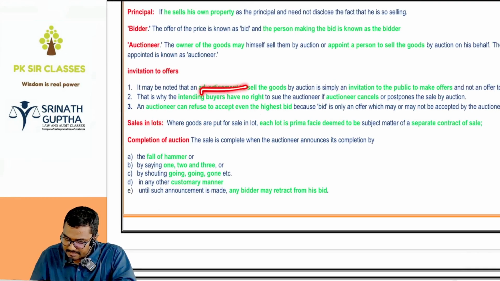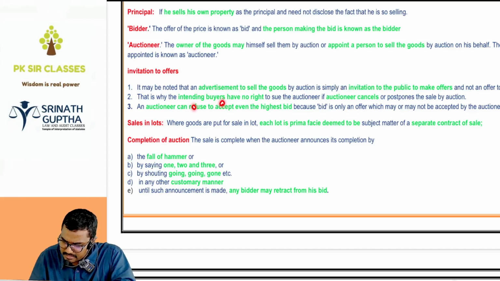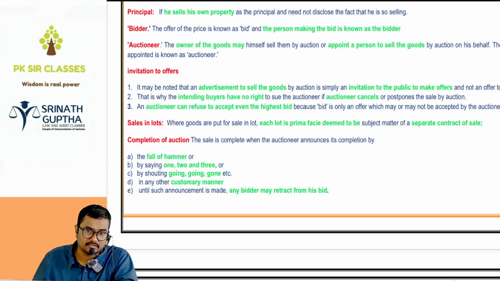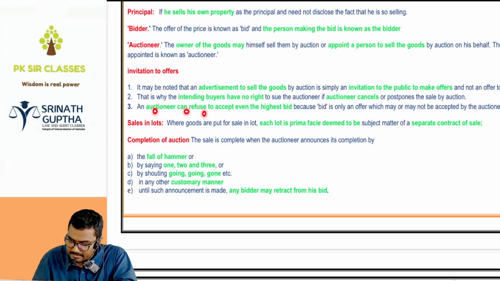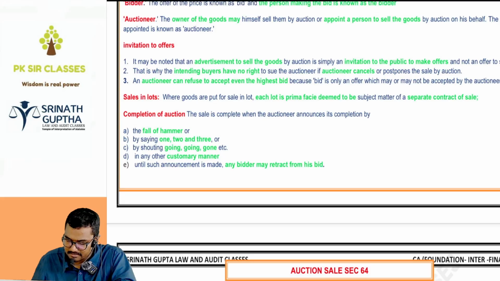Advertisement is an invitation to offer. Intending buyers have no right to sue the auctioneer if the auction is cancelled because I did not sell it to the highest bidder. It's an invitation to offer. So the auctioneer can refuse to accept the highest bid also, because an offer need not always be accepted.